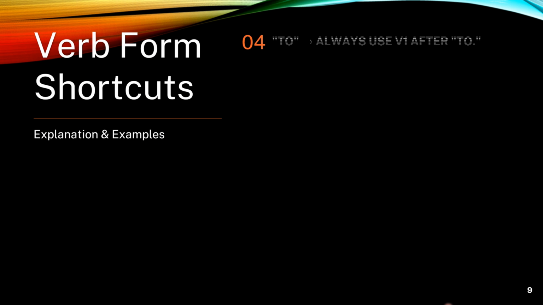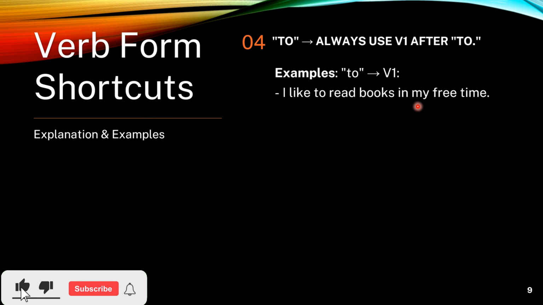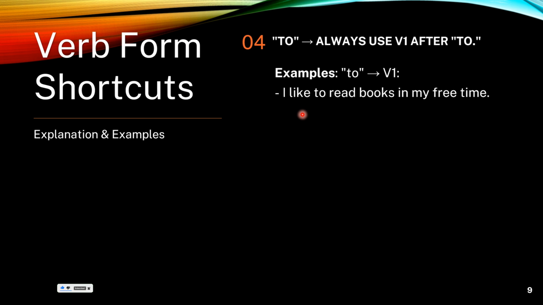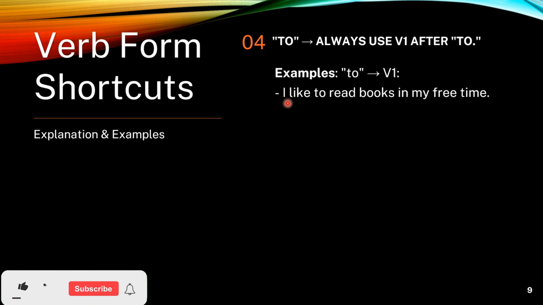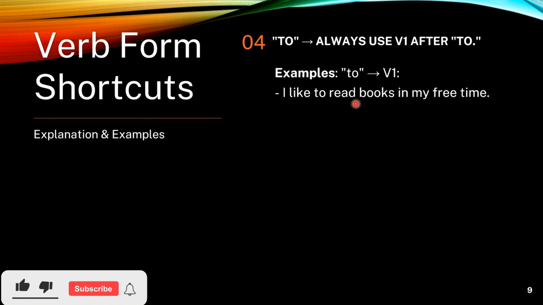Let's understand the fourth one. Always use the first form of the verb after to. Let's understand with examples. I like to read books in my free time, right? I, who is performing. So I like to read books. Who likes to read books? I, right? So it is an active voice. In active voice, when we have to, and this is a grammar rule, we always go with the first form of the verb, right? I like to read books.